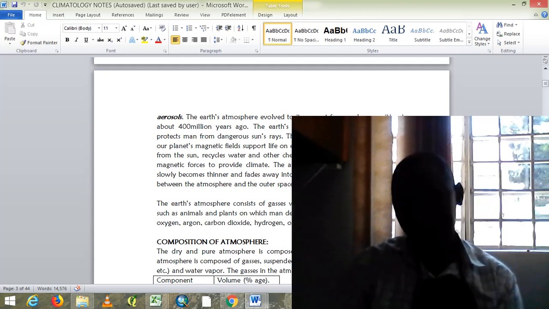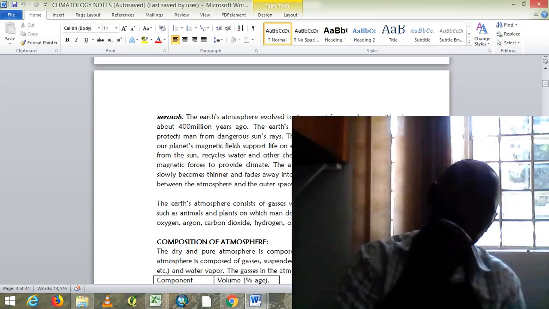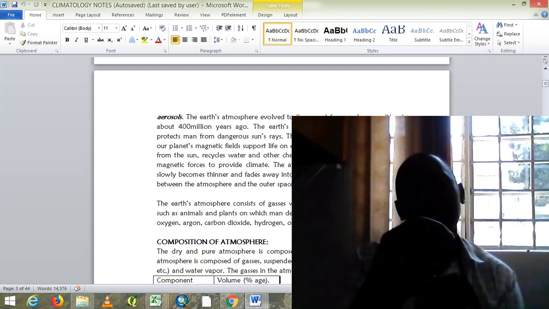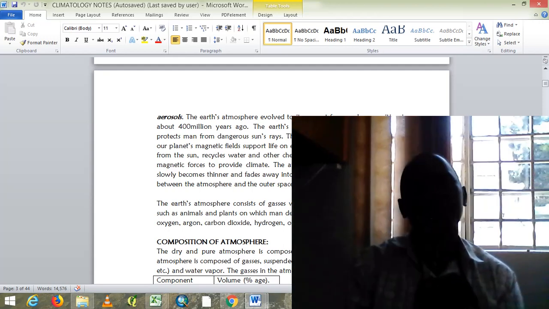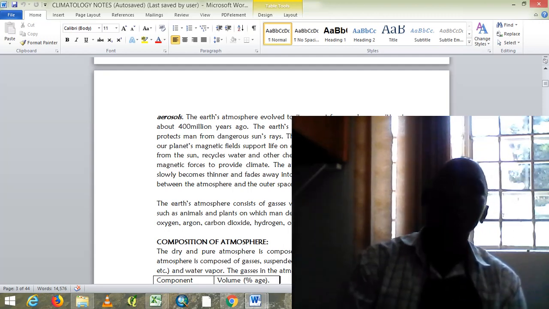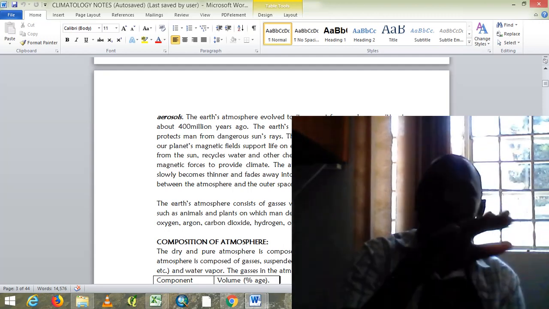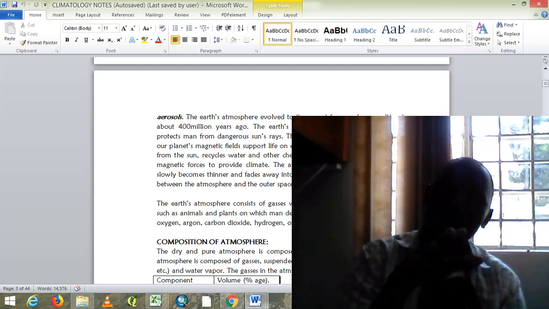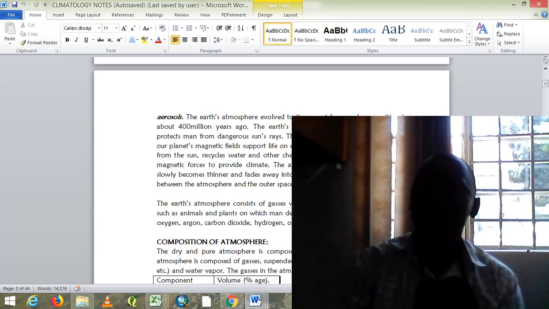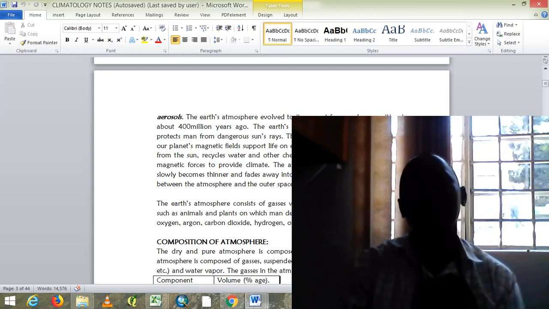Carbon dioxide helps to regulate atmospheric temperature because it traps heat in the lower atmosphere. It's the one which traps the heat in the lower atmosphere and therefore helps to regulate the temperatures. Without its presence here, the Earth will be frozen. Hydrogen, ozone, etc. All these are collectively known as air.